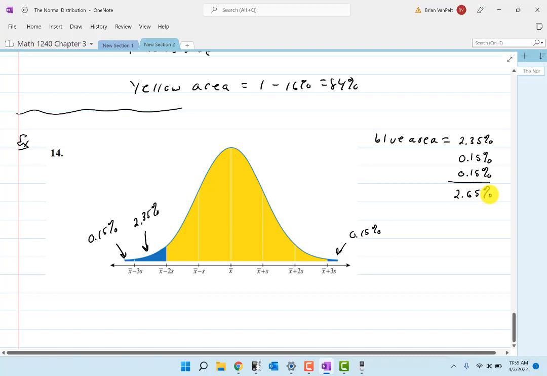So then the yellow area will equal 100 or 100%, or I could just use the number 1, minus 2.65%. That equals 97.35%. So this area here is 97.35%.